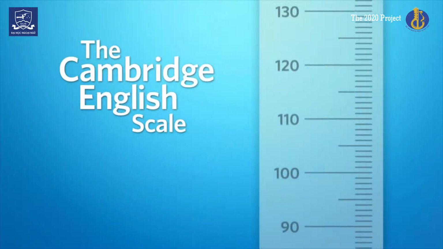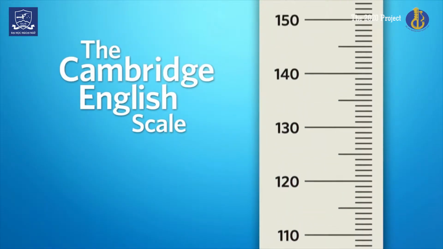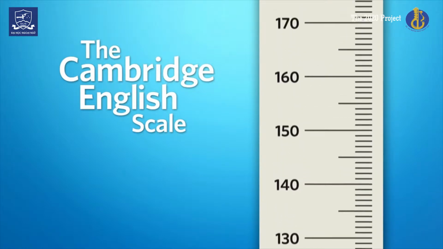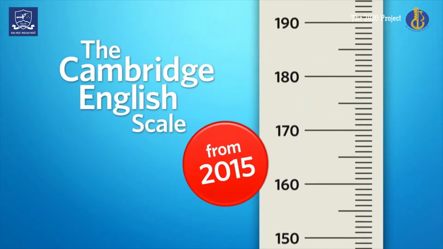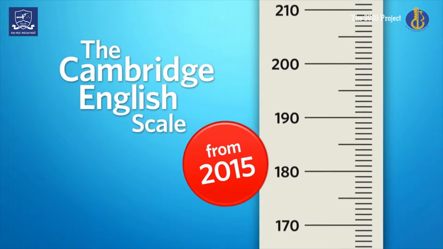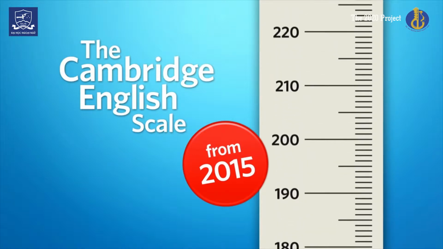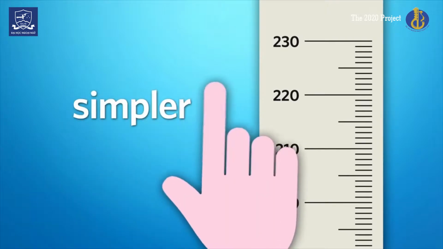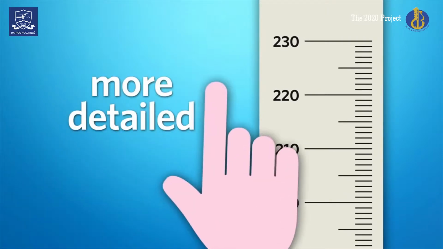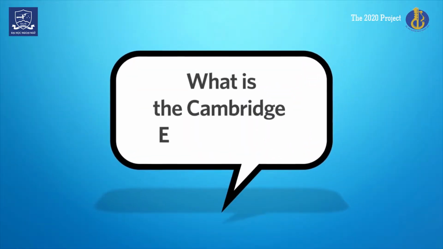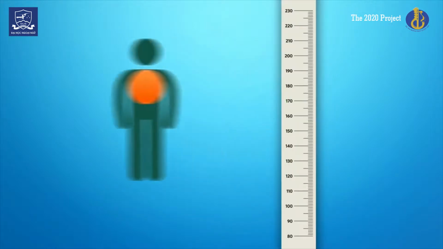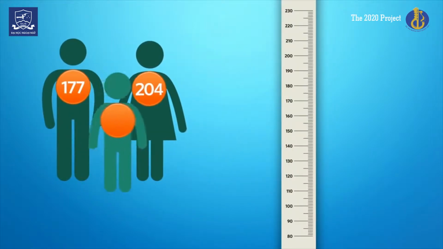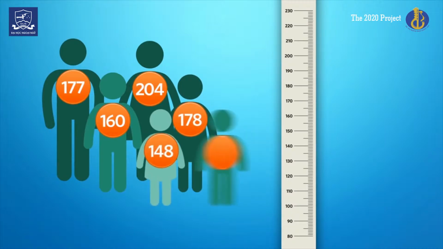The Cambridge English Scale is the new and enhanced way we will be reporting results for some of our exams from 2015. It builds on the way we currently report results and is based on many years of research. It will provide simpler, clearer, and more detailed results. What is the Cambridge English Scale? The Cambridge English Scale is a range of scores used to report results for Cambridge English exams.